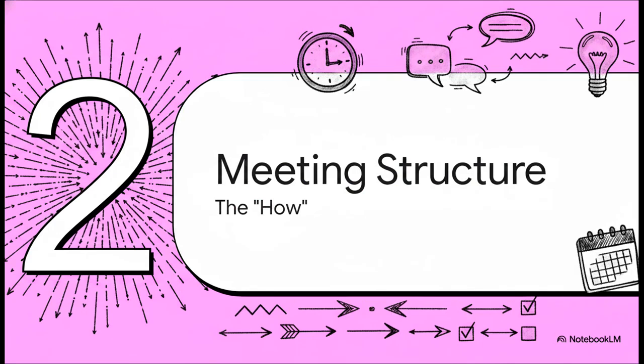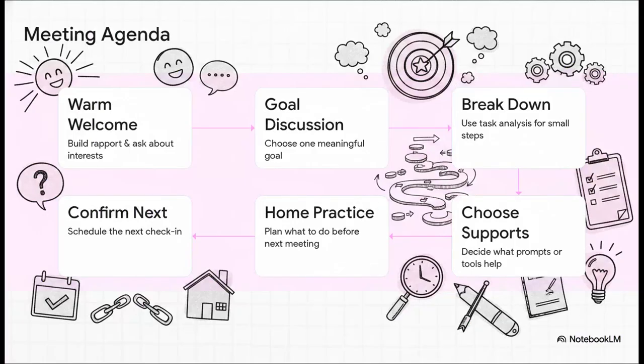All right, moving to Section 2, structuring the meeting, or the how. Let's look at the actual nuts and bolts of running this thing. This 6-step agenda is literally designed to keep things flowing beautifully. You start with a warm welcome, because rapport is everything. Then guide the goal discussion, break down the chosen activity, pick the right supports, plan the home practice, and confirm the next steps. It keeps the whole team moving forward without ever feeling like you're reading from a rigid script.